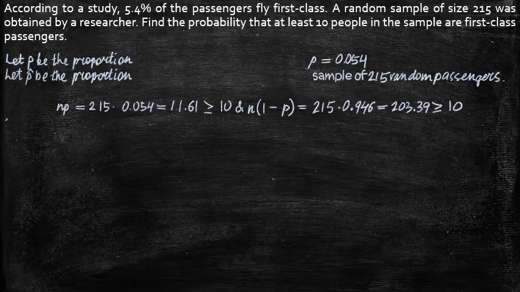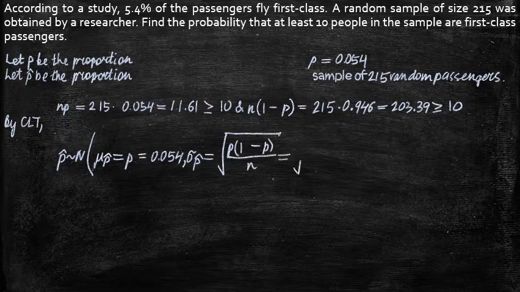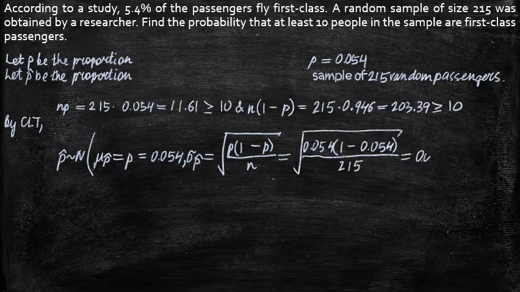limit theorem, which states that the sample proportion p hat is now normally distributed with mu of p hat being equal to p, which is 0.054, and sigma of p hat being equal to square root of 0.054 times 1 minus 0.054, all that divided by 215, which is equal to 0.0154.